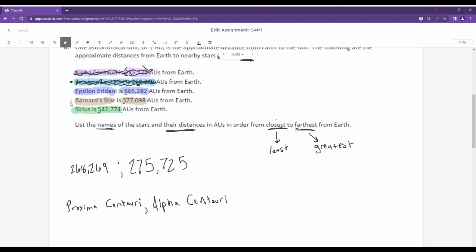The next one would be Bernard's star, because I have a 3 in the 100,000s compared to a 6 and a 5. So 3 is less than 6 and 5, so that makes this whole number less than both of them. So 377,098, and this is called Bernard's star.